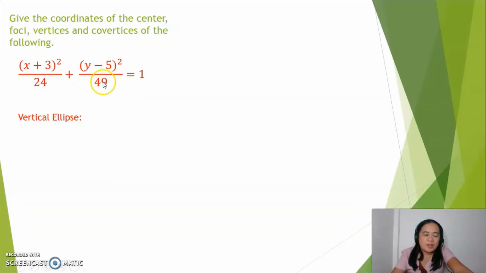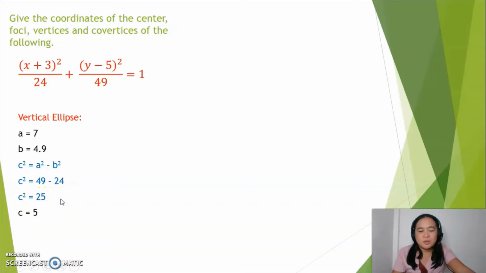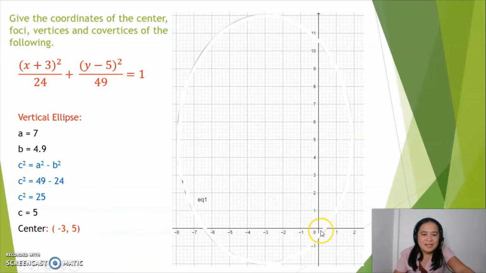Since our a squared is 49, our a, the square root of 49, is 7. Our b squared is 24. Get the square root of that, so b is about 4.9. And to find c, we will simply substitute 49 minus 24, so we'll end up with 25. Get the root, so the result would be 5. And our center here is negative 3, positive 5. Now to graph this in the Cartesian plane, locate first the center, which is located at negative 3, 5.